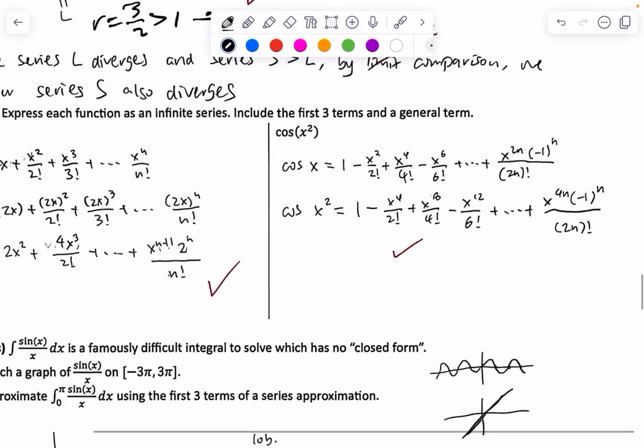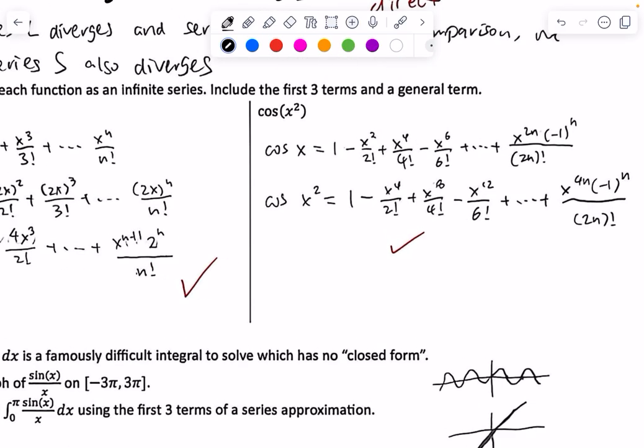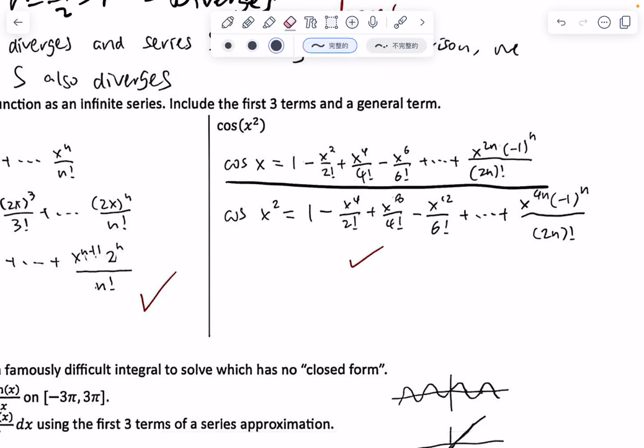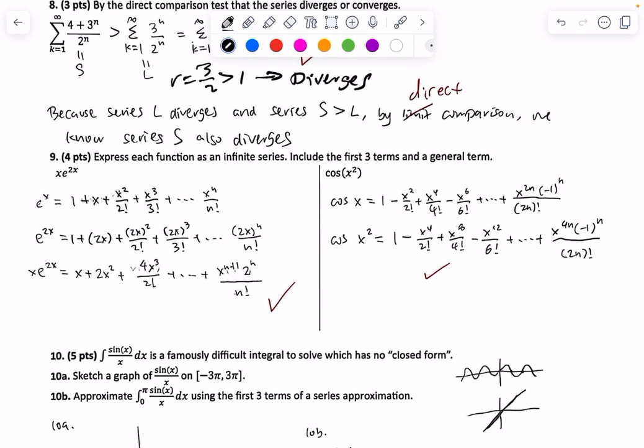Okay, next one, cosine x squared. Again, if we can do something to a function, we can always do it to the polynomial. We're given cosine x as this, and if we can change the x to an x squared over here, we can change all these x's to x squared over here too.